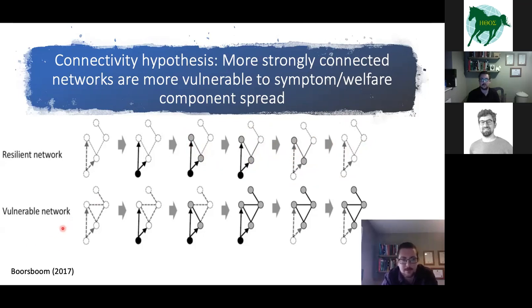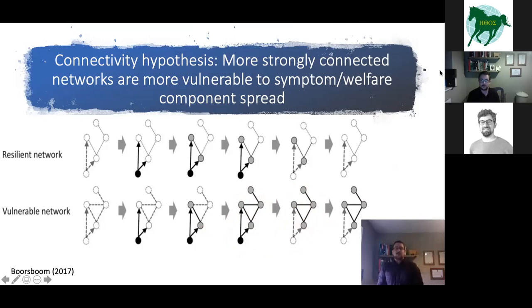In a more vulnerable network, which is more strongly connected, however, we see different dynamics. The stressor appears and activates the same 2 symptoms, but because the network is more strongly connected, it propagates throughout the rest of the network and activates these remaining 2 nodes. Another implication is that here the stressor is removed, but the network is now in a new stable state. It's now in a state that is maintaining itself, even though you've removed the stressor.